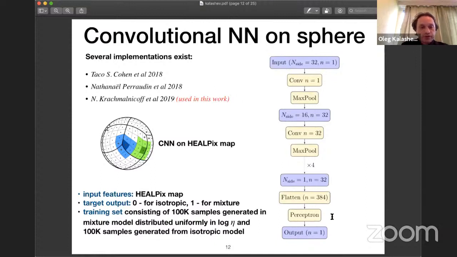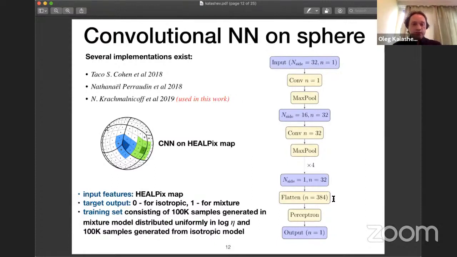So the convolutions are defined by a kernel of size 9. In our model, we have a sequence of convolutions. The initial image size is a HEALPix grid with nside equal to 32 and just one channel. After that, we produce 32 maps with downsampling of the image and then repeat the procedure until we reach nside equal to 1, after which we flatten the image to a vector and send it to a dense layer. So this is the architecture.